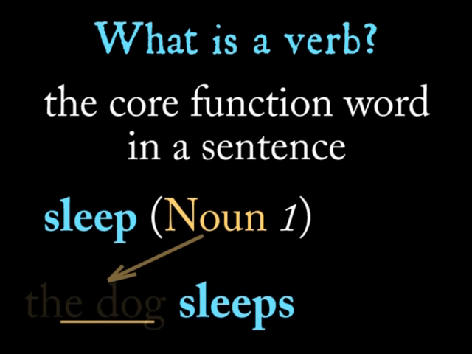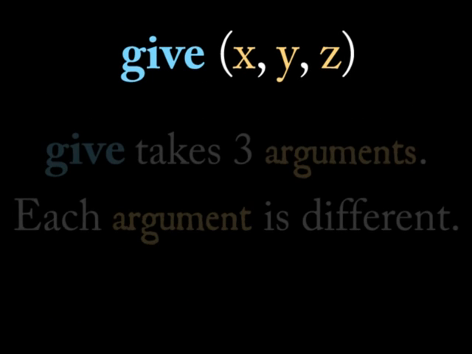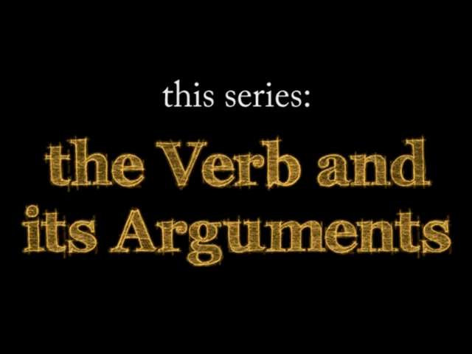I said that the verb is a function word, and that function word takes arguments. For example, the verb give requires 3 arguments. As you continue along, you'll learn what it means to say that give requires 3 arguments, and that those 3 arguments are of different types.